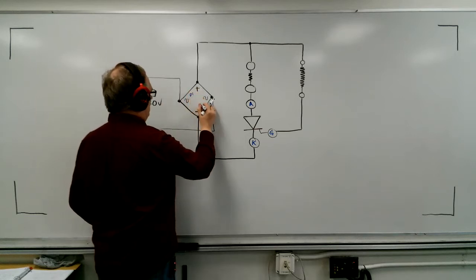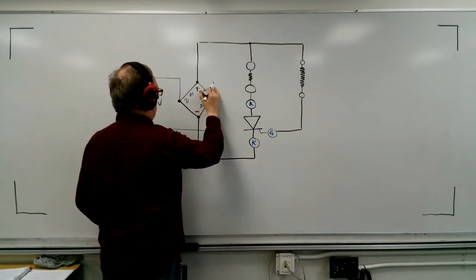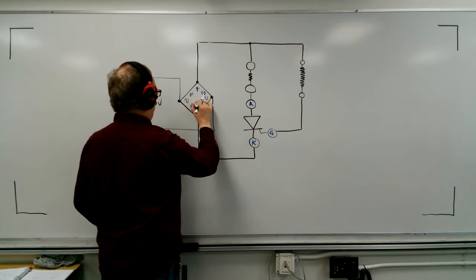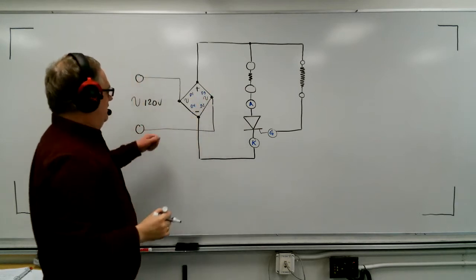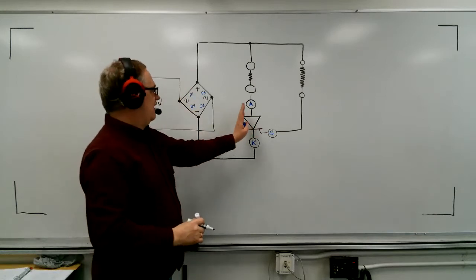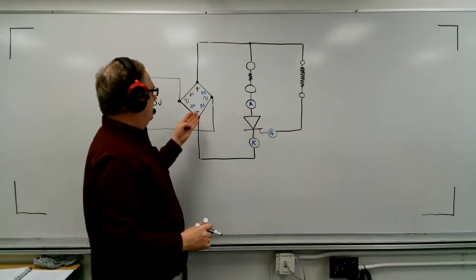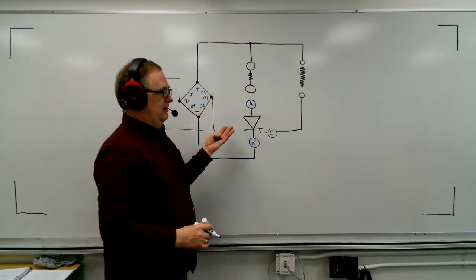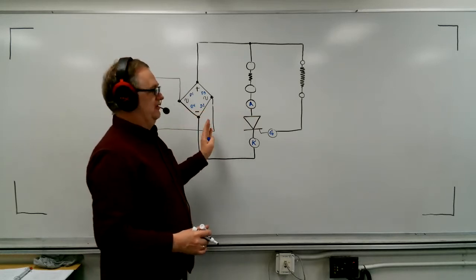D1, D2, D3, D4. So there's diodes in there, but those are not really part of what's going on here. This is the SCR controlling what's essentially going to be an average voltage.